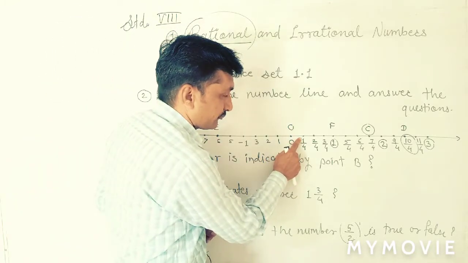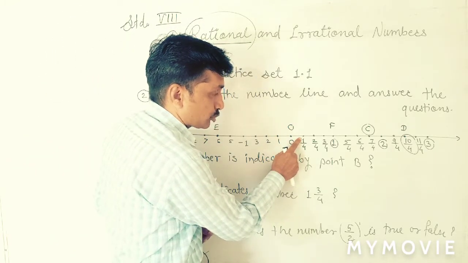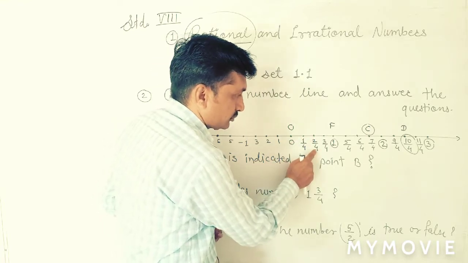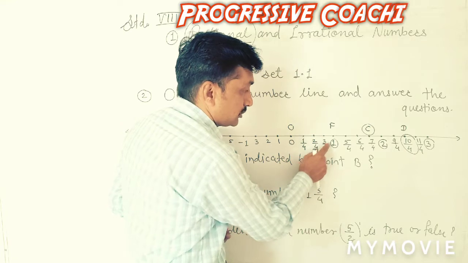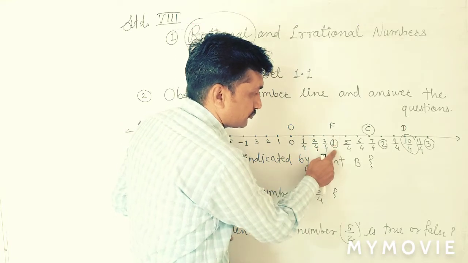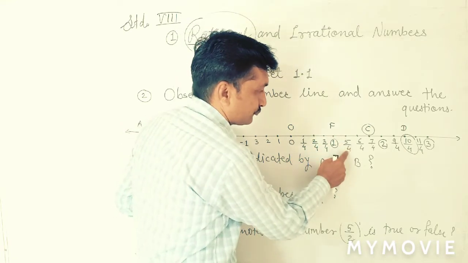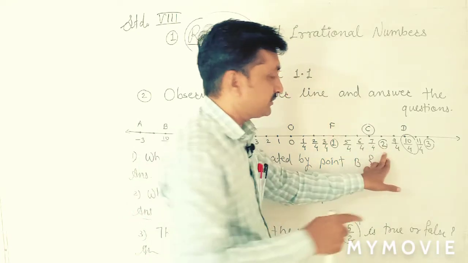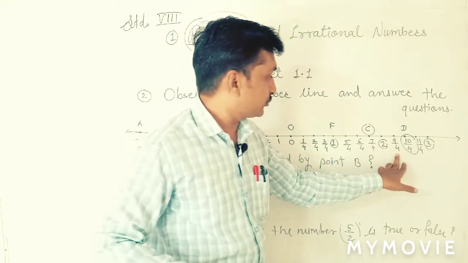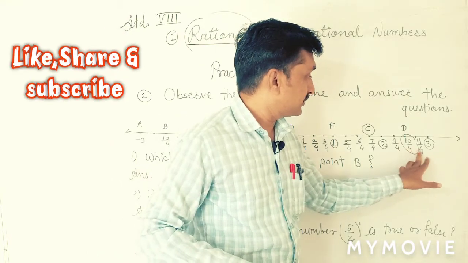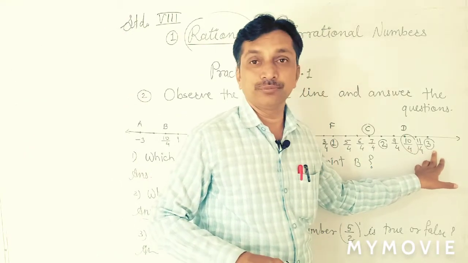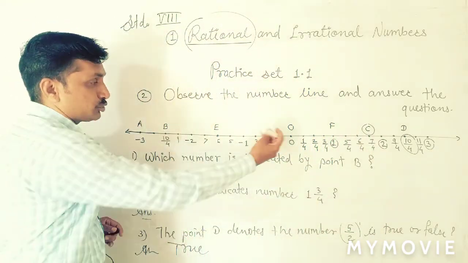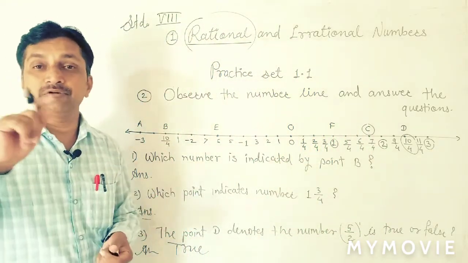Therefore see here, this is the first part out of 4. That's why 1 upon 4, second part 2 upon 4, third part 3 upon 4, this is the fourth part, 4 upon 4 means 1, 5 upon 4, 6 upon 4, 7 upon 4, 8 upon 4 means 2, 9 upon 4, 10 upon 4, 11 upon 4, 12 upon 4 means 3 here. These are positive numbers. Same way to the left side also we have to write divide by 4.